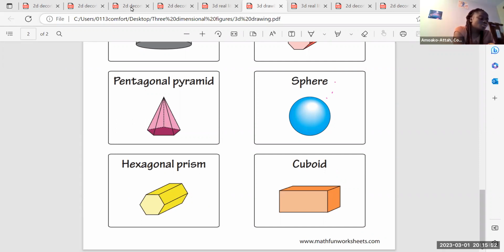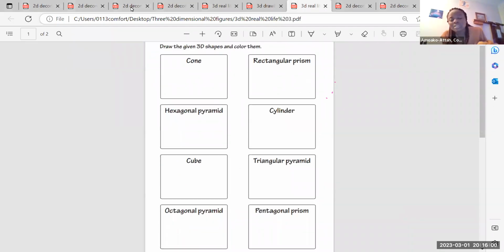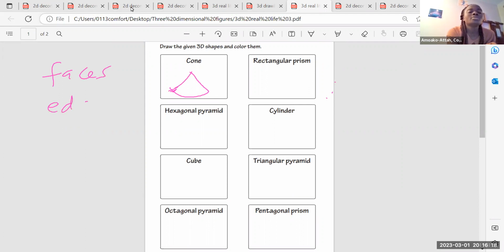Okay, guys. You guys are doing well. We have the last two, the same thing. We've already known what a cone is. We designed this in class. So a cone also again, we can use this to find the faces, the edges, and the vertices.